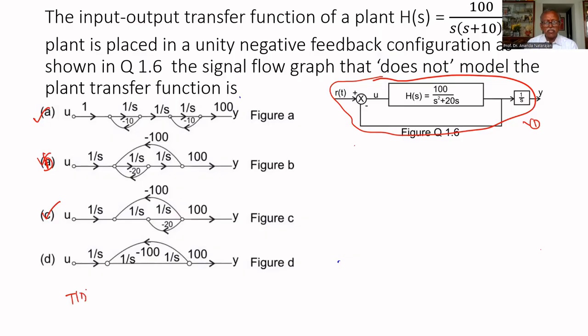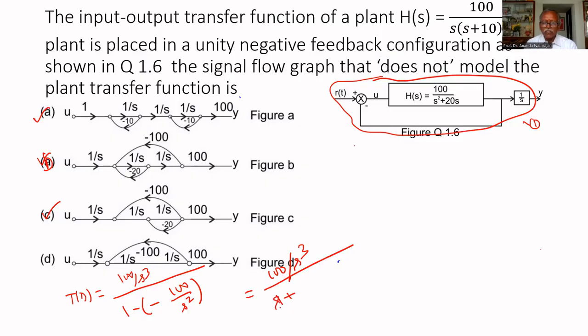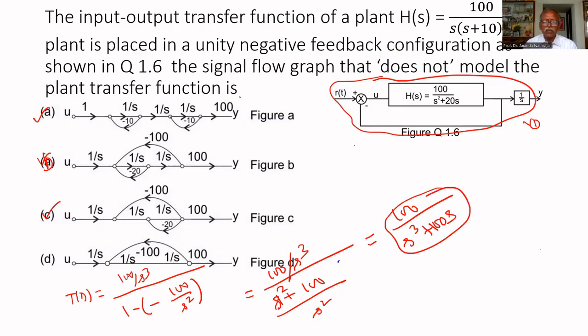So the transfer function T of S equals the forward path transfer function, that is 100 divided by S cube, divided by 1 minus the loop transfer function, 100 divided by S square. If you simplify this, what will you get? 100 divided by S cube, whole divided by (S square plus 100) divided by S square. So one S is getting cancelled. Therefore, 100 upon S cube plus 100 S. This is the transfer function we got for D.